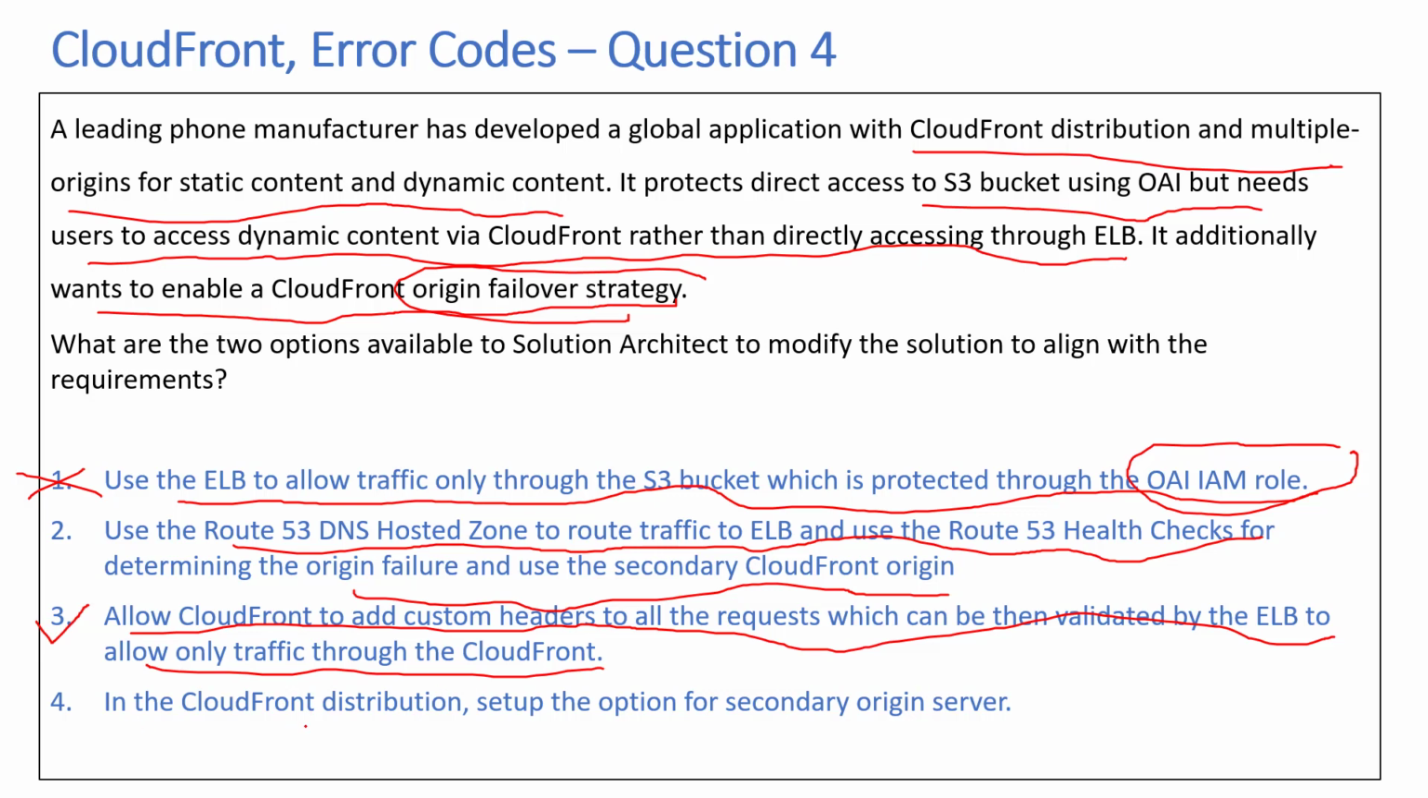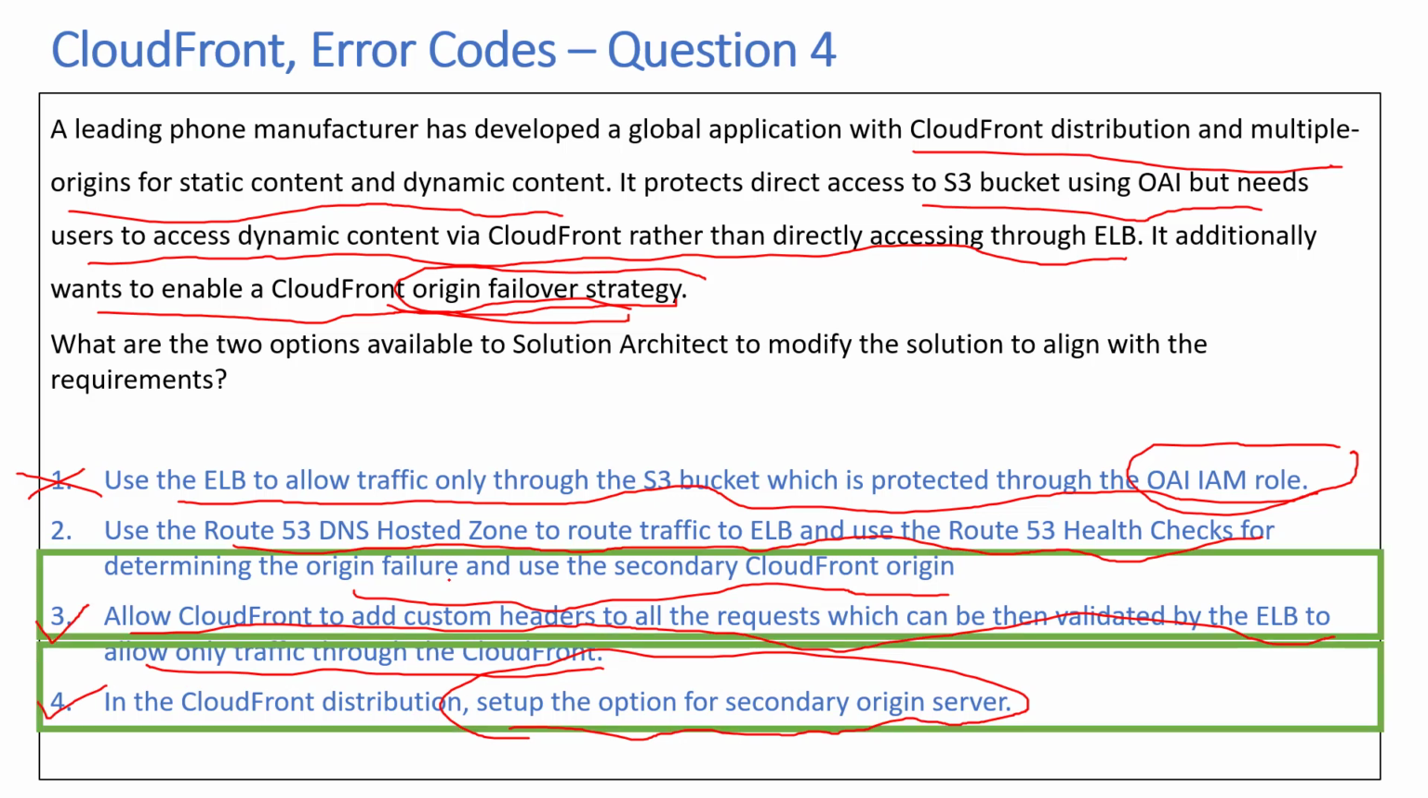The second one was on how you enable the origin failover strategy. In the CloudFront distribution, you can set up the option of having a secondary origin server. This is a capability that the CloudFront distribution provides. You can select the secondary origin server, and if it detects the first one has failed, then it will switch over to the secondary origin server. So this is the second correct option to meet all the requirements in this question. Okay, so 3 and 4.